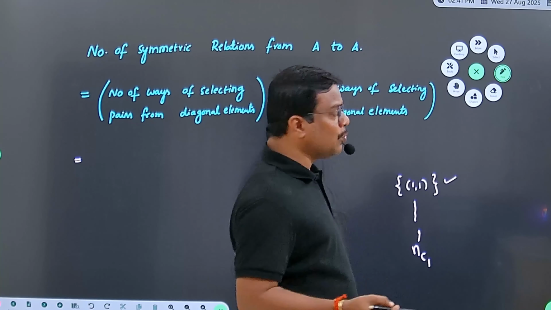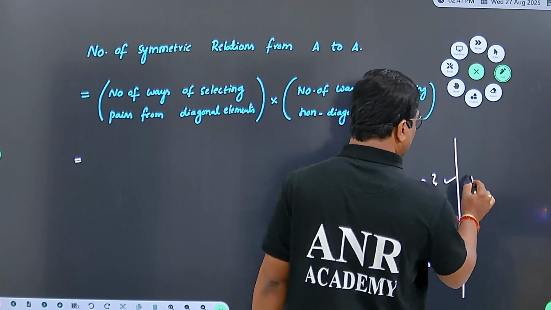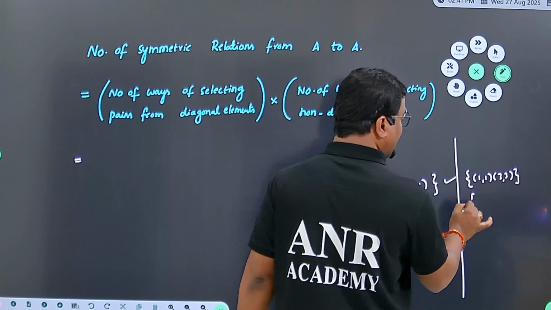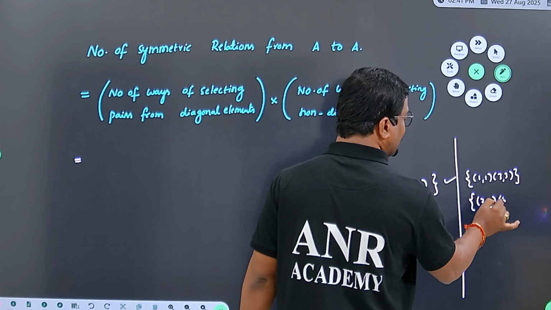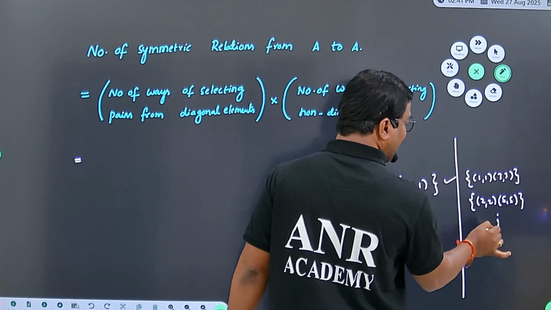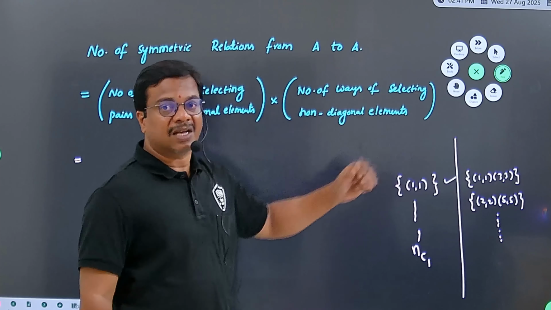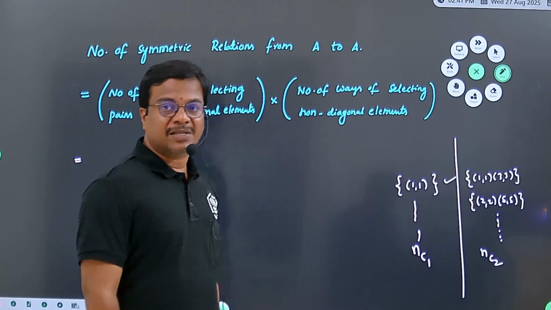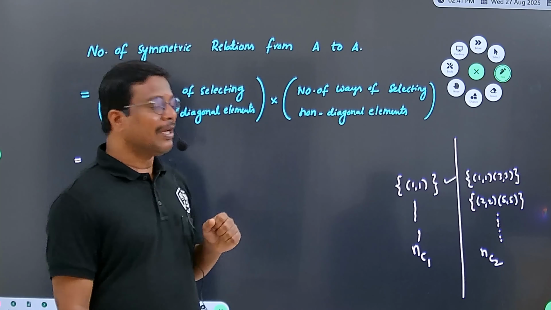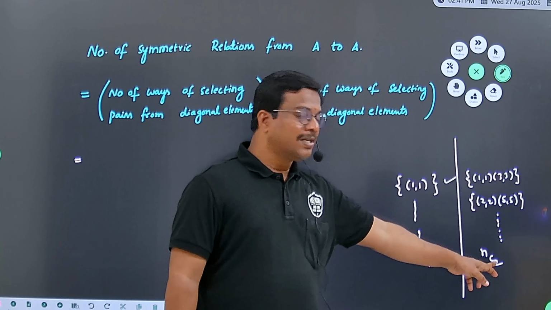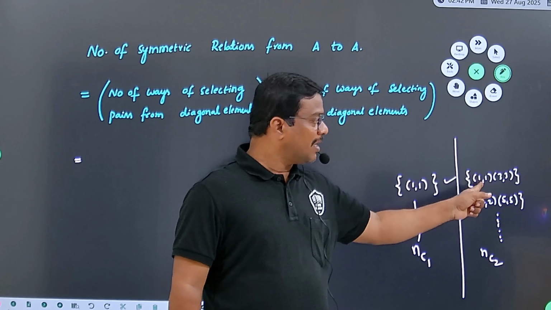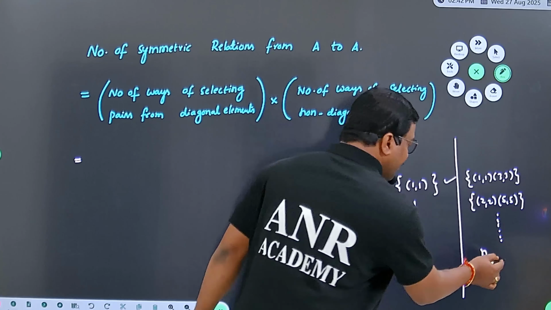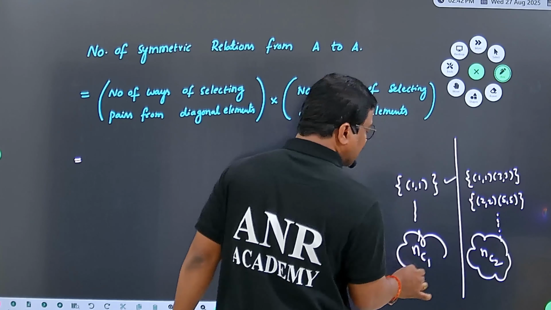Suppose you need to select two pairs: 1 comma 1, 3 comma 3, or you may select 2 comma 2, 5 comma 5. How many such ways are there? There are total nC2 chances. From out of any n diagonal entries, you can select 2: 1 comma 1, 3 comma 3 or 2 comma 2, 5 comma 5. In that way, nC2 selections are possible.